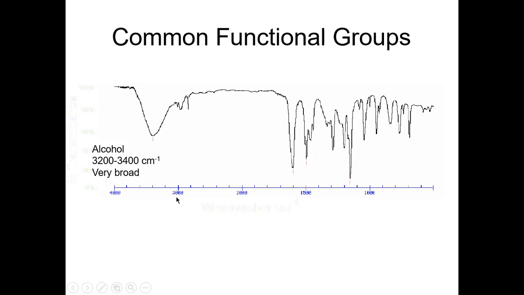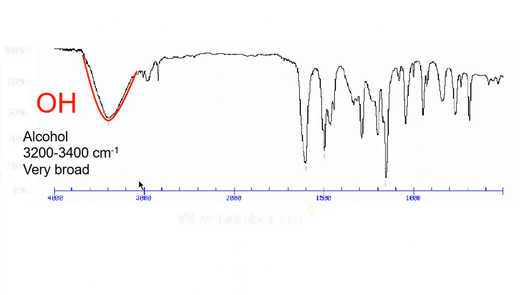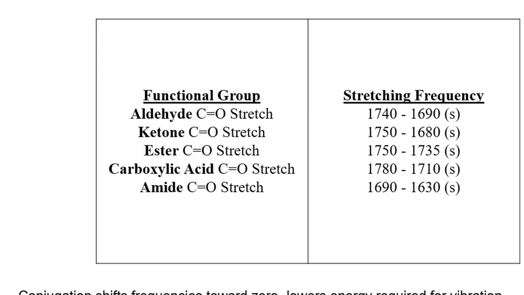All right, so here are some common functional groups. Alcohols show up between 3200 and 3400. It's this broad stretch that's out here. I'm just going to run through these. If you have a carbonyl, those carbonyls show up somewhere between 1600 and 1800, and that's a pretty strong stretch as well. Here are the different carbonyl stretches for aldehyde.